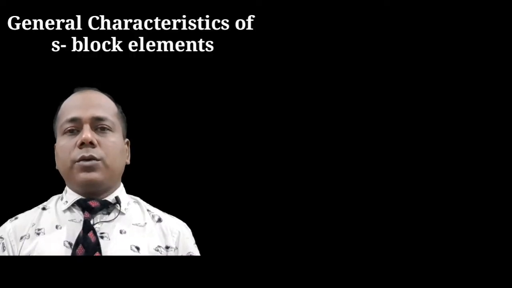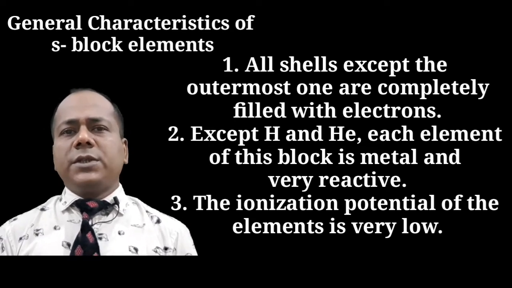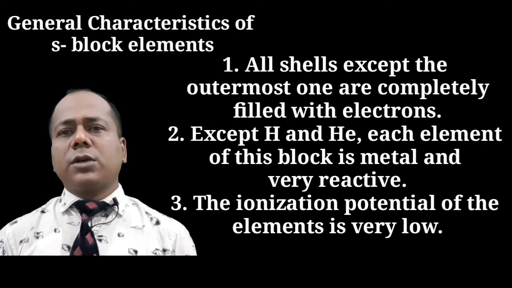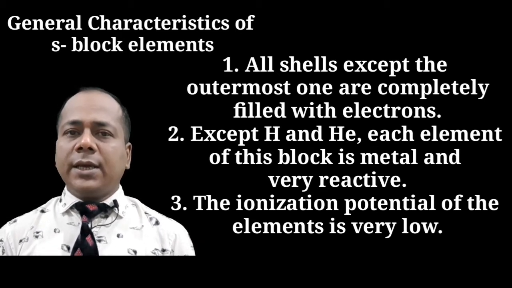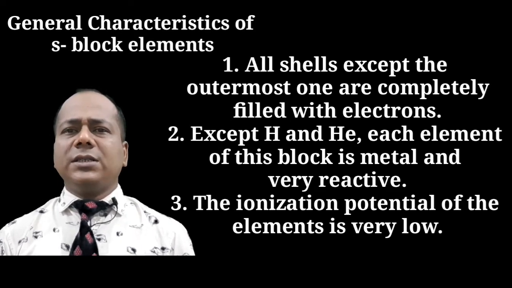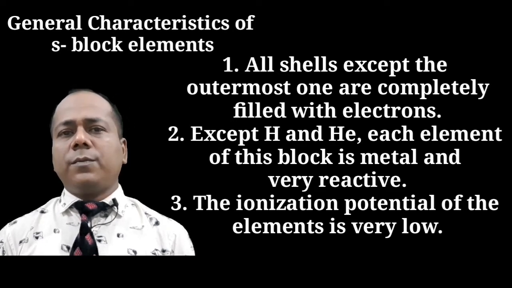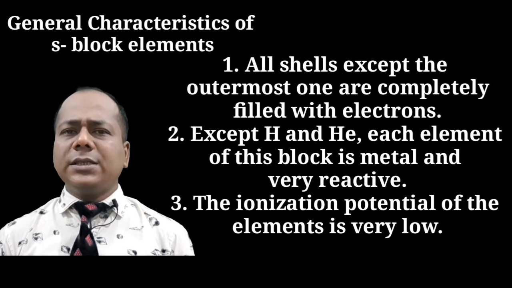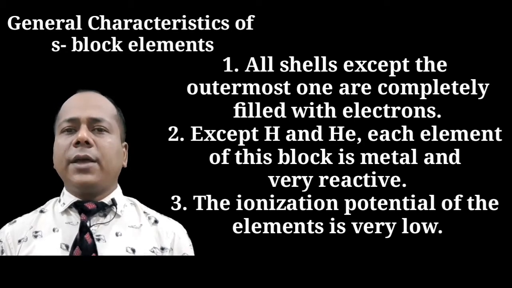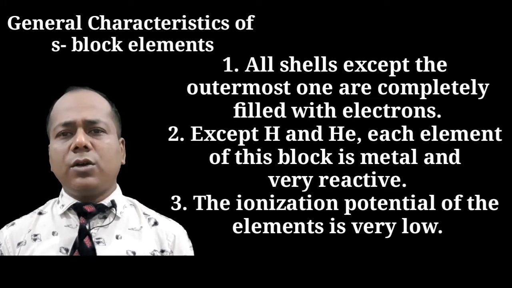My dear students, now we discuss the general characteristics of S block elements. In case of these elements, all shells except the outermost one are completely filled with electrons, except hydrogen and helium. Each element of this block is a metal and very reactive. Due to the weak attractive force of the nucleus for the valence electrons, the atoms of these elements can easily form monovalent or bivalent cations by losing one or two electrons. That is, the ionization potential of the elements is very low.